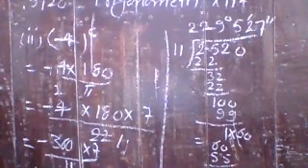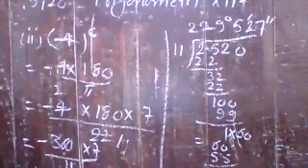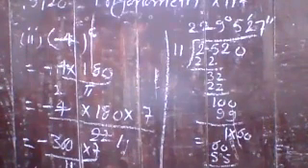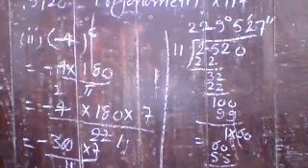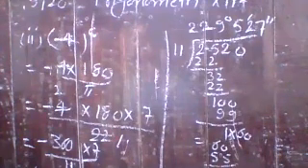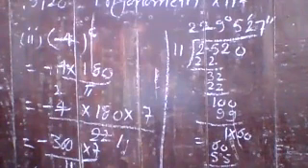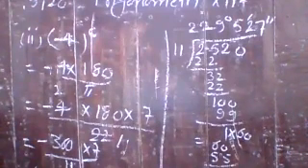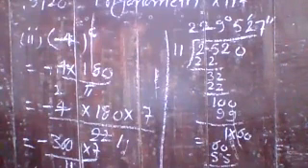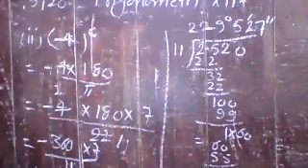Find the angle in radian through which a pendulum swings if its length is 75 centimeter and the tip describes an arc of length 21 centimeter. So that is your question.